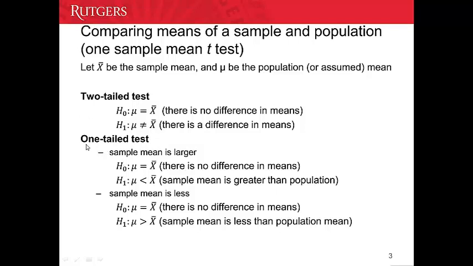For the one-tailed test, if we assume the sample mean is larger than the population mean, then to generate the alternative hypothesis, we will say the sample mean is larger than the population mean. And if we assume the sample mean is less than the population mean, then the alternative hypothesis will state the sample mean is less than the population mean.